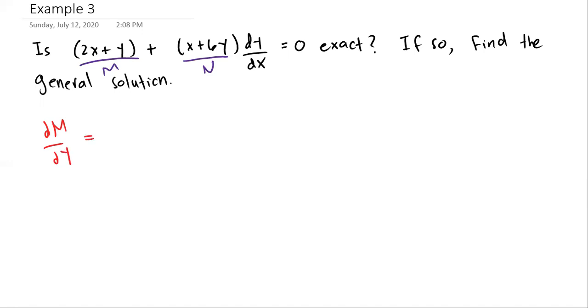What is that going to be equal to? Well, 2x goes to 0, and the derivative of y with respect to y is 1. So here we get 1. Now let's see the partial of N with respect to x. x goes to 1, and 6y is a constant for our purposes, so that goes to 0. So that's also equal to 1. So this differential equation is exact.